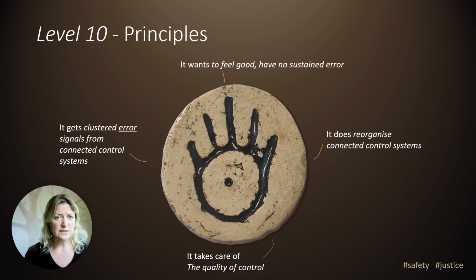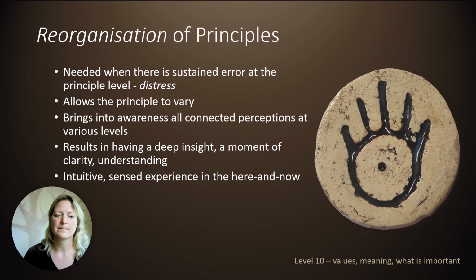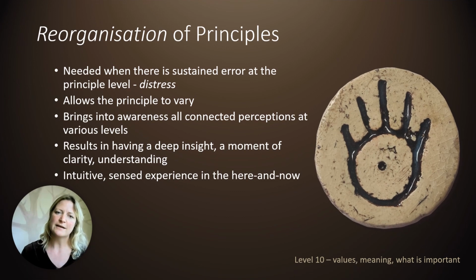And it wants to feel good, it wants to decrease that error, and it does so by reorganizing control systems with the sustained error. I think the principle level has an important part to play in the reorganization process. Reorganization at this level is needed when there is sustained error in a principle. And this feels like distress. Reorganization at this level is the transformation or formation of a principle. It allows the principle itself to vary. And it brings into awareness all connected perceptions at various levels.